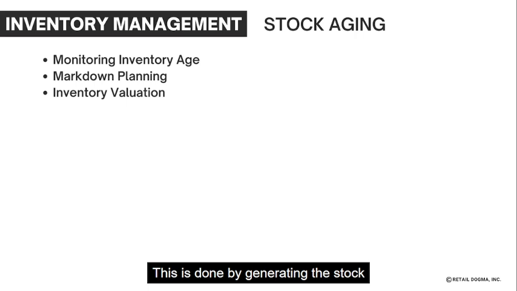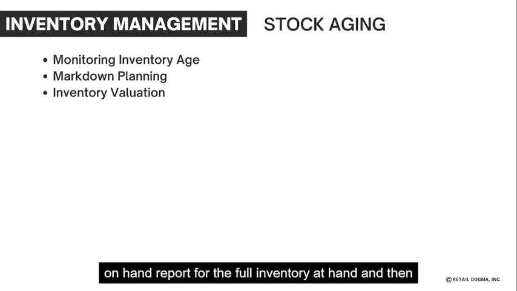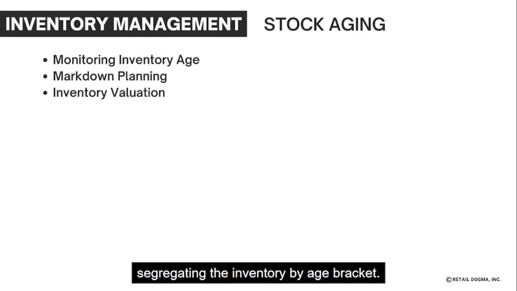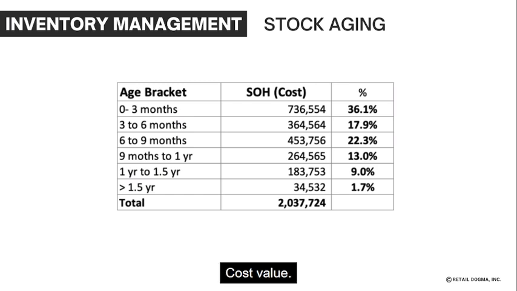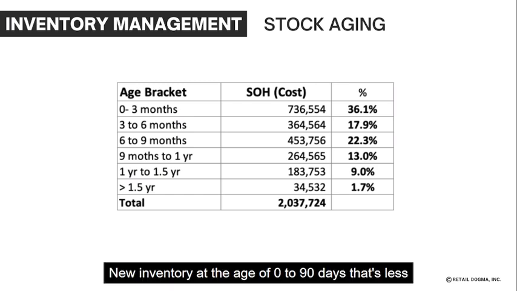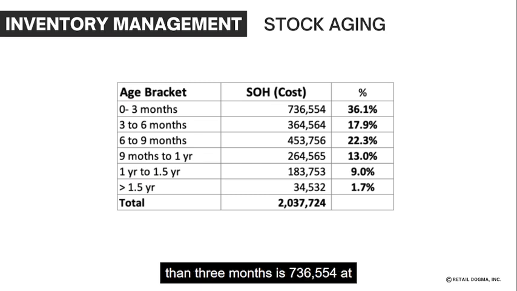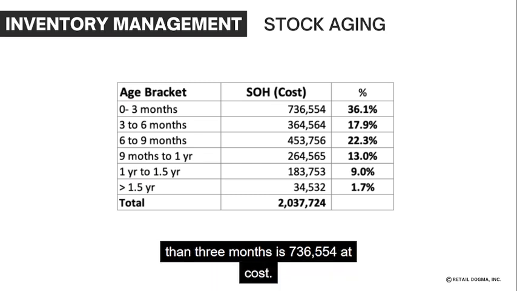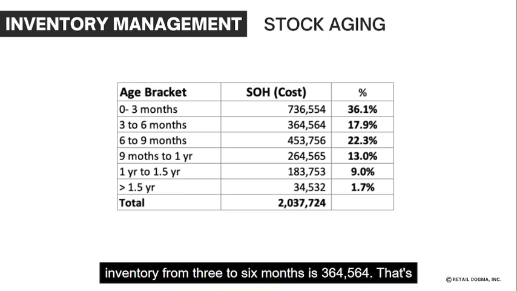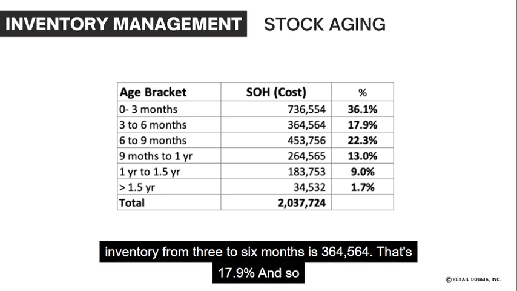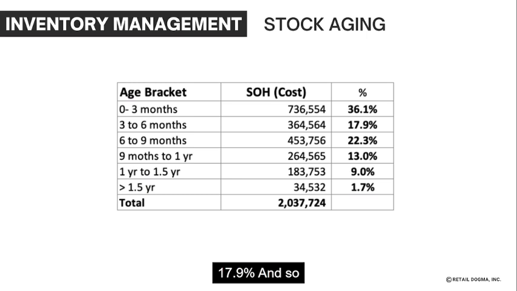This is done by generating the stock on hand report for the full inventory at hand and then segregating the inventory by age bracket. For example, let's say that the business has a total stock on hand of 2,037,724 at cost value. New inventory at the age of 0 to 90 days, that's less than 3 months, is 736,554 at cost. This represents a 36.1%. Inventory from 3 to 6 months is 364,564. That's 17.9%, and so on.